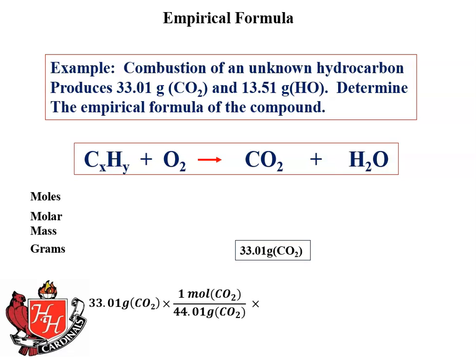But we're not interested in moles of CO2, we're interested in moles of carbon. So when we do our calculation, we have 0.75 moles of CO2. That's 33.01 divided by 44.01. But again, we're not interested in CO2, we're interested in carbon. So we can see that we have 1 mole of carbon for every 1 mole of CO2. You see there's 1 carbon atom in 1 CO2 molecule, so it's a 1-to-1 relationship. So 1 mole of carbon for every 1 mole of CO2.